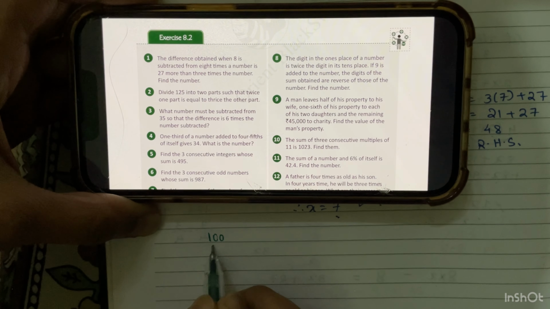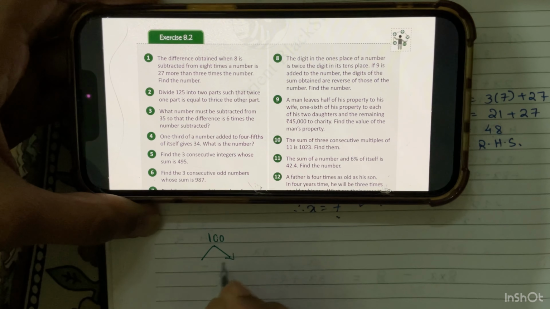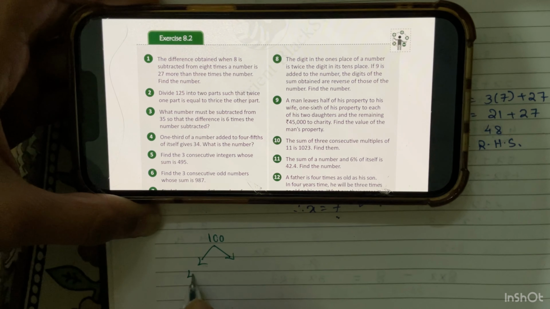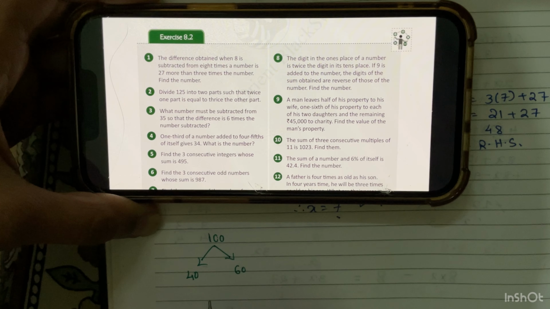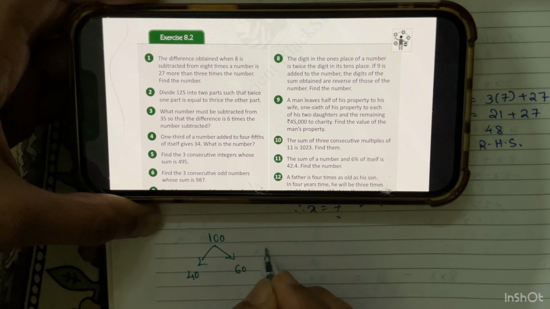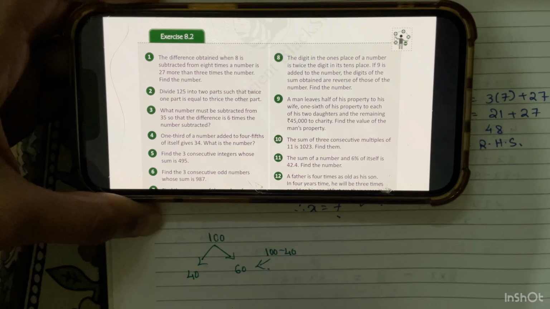If I want to divide this 100 into two parts, okay, and I take the first part as 40, the remaining will be 60, right? 60 plus 40 is 100. Now how did I get this? I got it as 100 minus 40, which gives 60 here, okay.